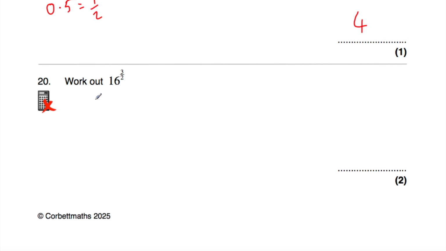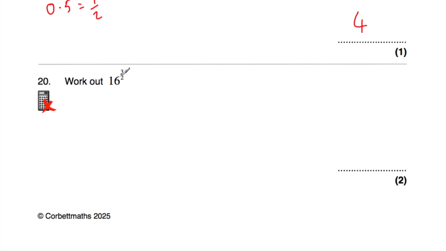Okay, let's look at our next question, question number 20. We've been asked to work out 16 to the power of 3/2. The denominator is 2, so we're going to take the square root, get the answer, and then cube it because the numerator is 3. So it's just the same as the other ones. Even though it's a top-heavy fraction, you still take whatever is on the denominator as the root, and whatever's on the numerator, you do that power.